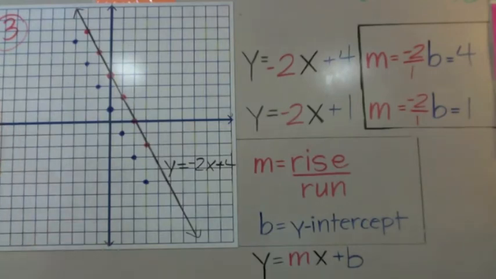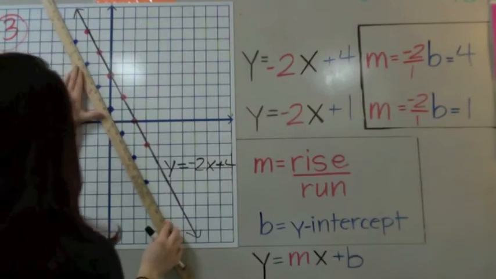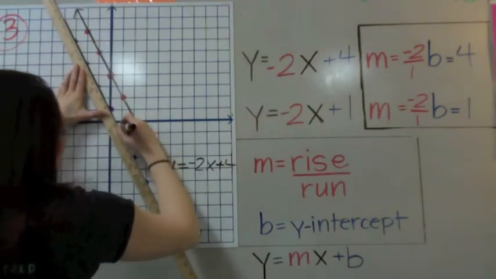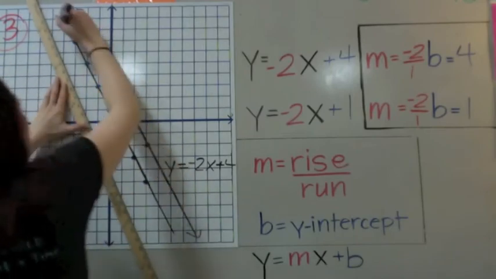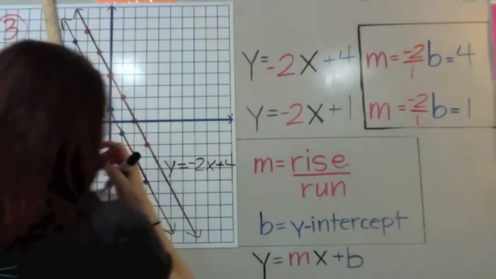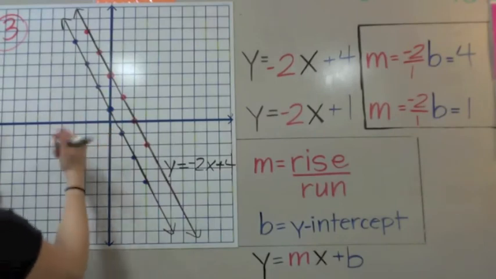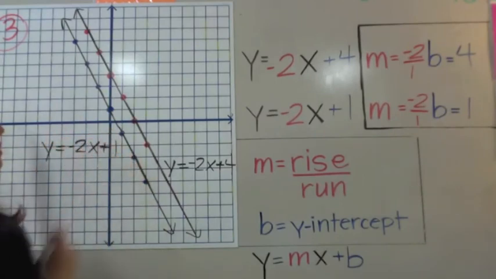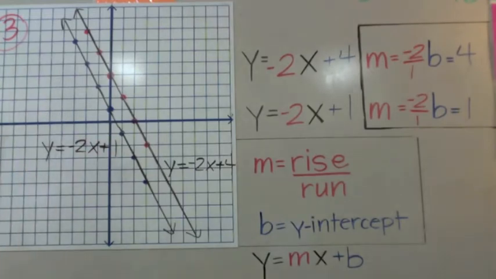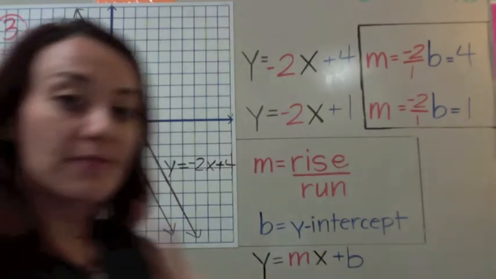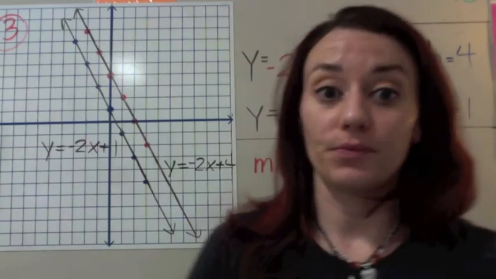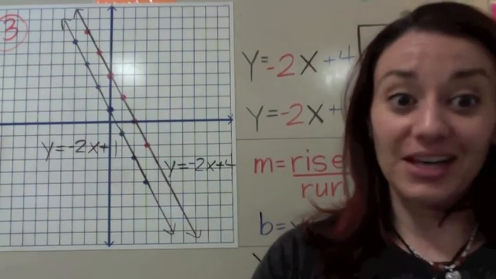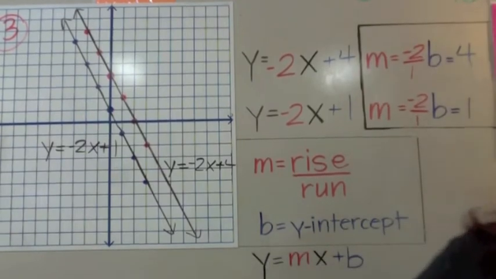When we connect the points to make a line, what kind of lines are these going to be? What are they called? Parallel lines, yes? The equation for this line right here on the bottom is y equals negative 2x plus 1. Will these lines ever intersect? Will they ever cross? No. Okay, so this system has no solutions, which means at no point do they ever intersect. Go ahead and get that down.